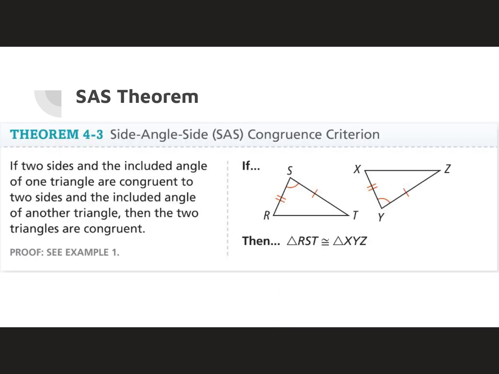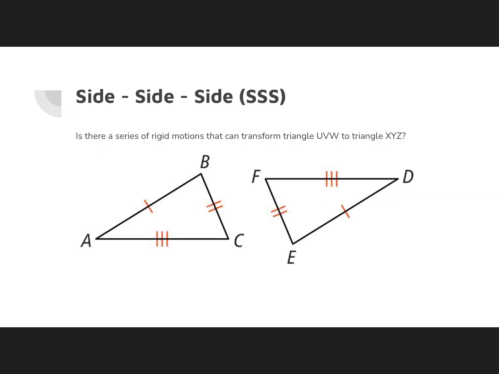So the side angle side theorem simply says, SAS, if two sides and the included angle, so notice the angle is always between the two sides, are congruent to the two sides and the included angle of another triangle, the two triangles are congruent. So this is how we prove it, by the side angle side, SAS.